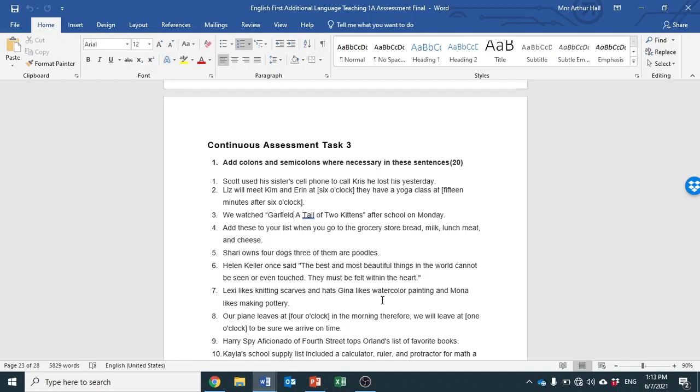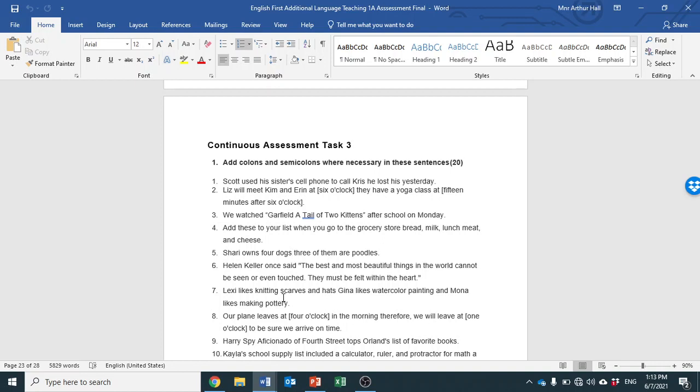3 of them. What does that 3 refer to? The 4 dogs that she owns. So there's a new sentence. What is the verb? Are is your verb, and then poodles is acting there as part of the verb. So there are 2 separate sentences. We divide those by using a semicolon, so semicolon between dogs and 3. 3 is therefore a new sentence, both independent clauses.